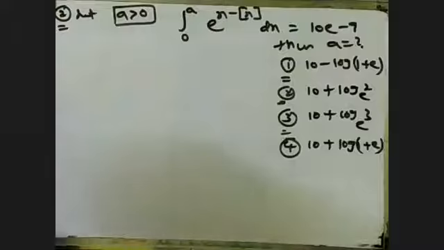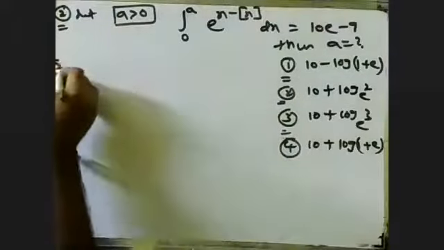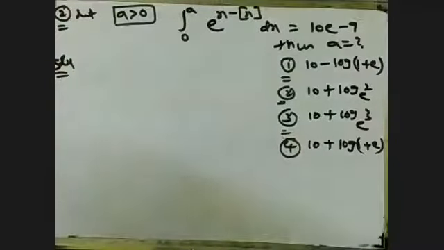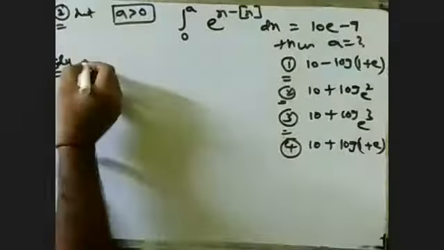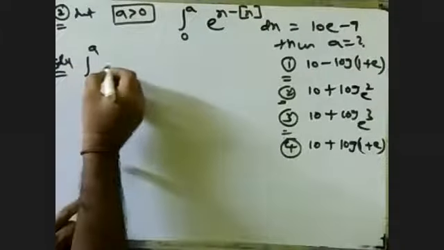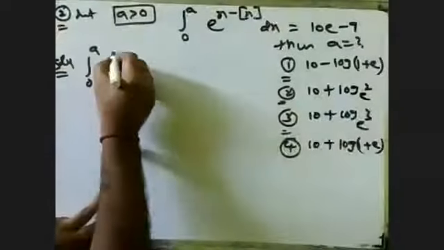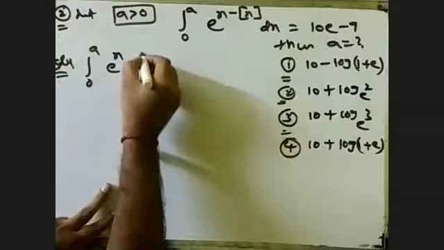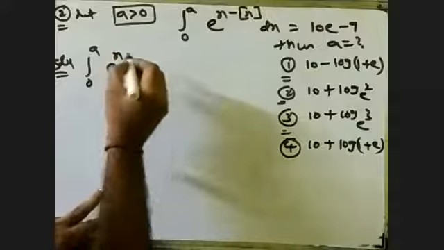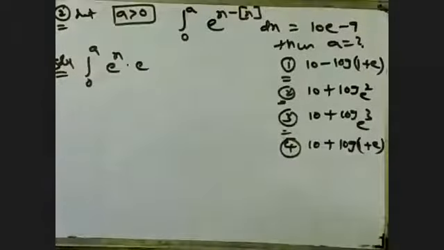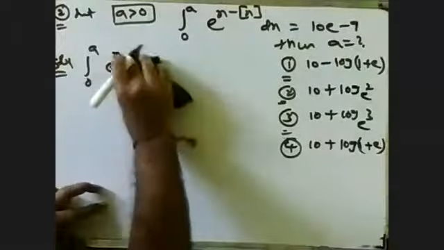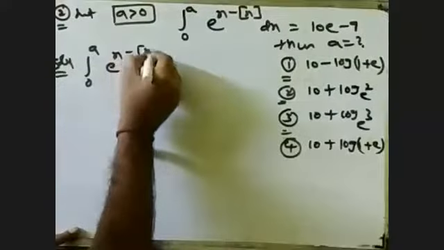This is nothing but e power x minus floor x. Let us see the solution for this. Integration 0 to a e power x minus floor x. Now I can write this as e power x into e power minus floor x. Or otherwise, a simpler thing is to write it like this, x minus floor x only, dx.